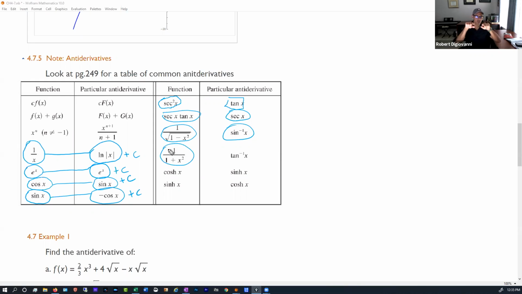This is the one I put the 5 stars on, or a bunch of stars. I said, remember this one, remember this one. The antiderivative of 1 over 1 plus x squared is arc tangent of x. The antiderivative of cosine hyperbolic is sine hyperbolic. The antiderivative of sine hyperbolic is cosine hyperbolic. So basically anything that we kind of knew from Cal 1, you should now know backwards. So let's practice. Let's do a couple of problems now.